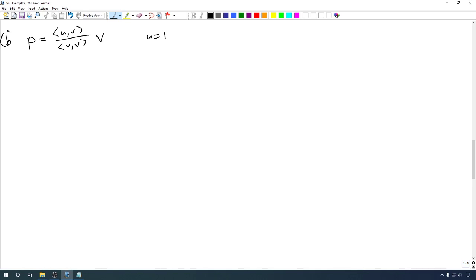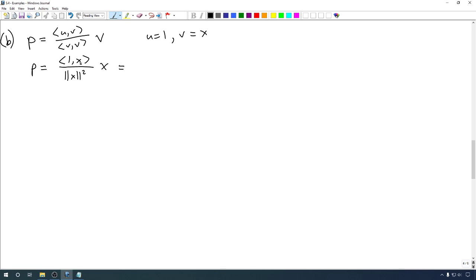Just say this is part b. And our v is equal to x. And we're going to actually use the same numbers that we got from part A. So here our p is the inner product of 1 and x over the inner product of x with x, but that's just the norm of x squared. And then our vector v is just x.